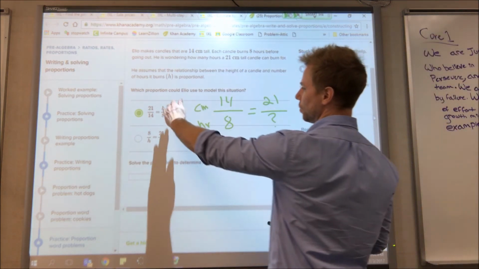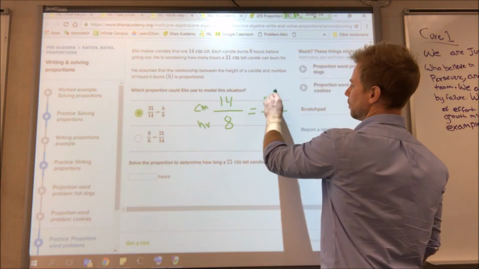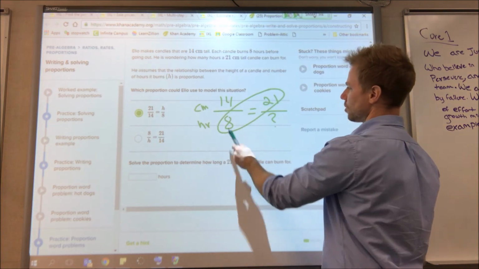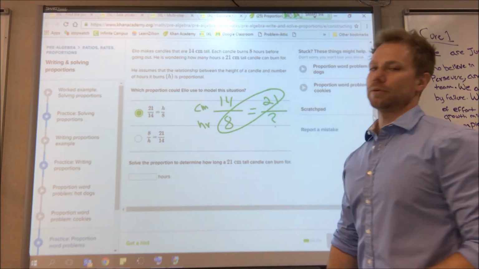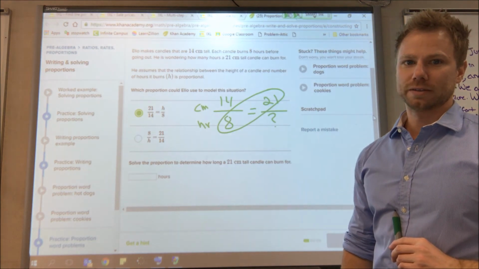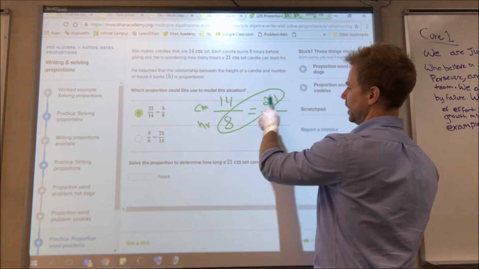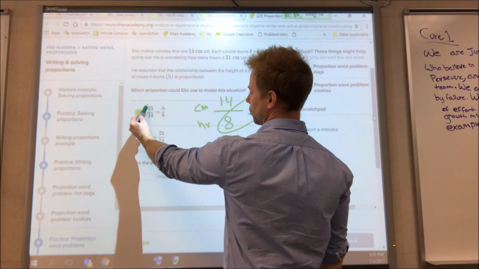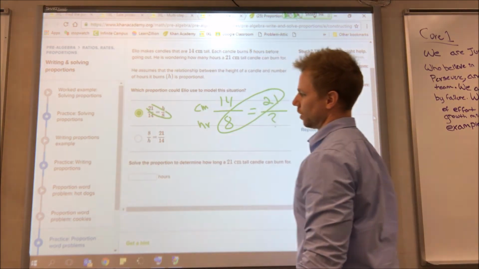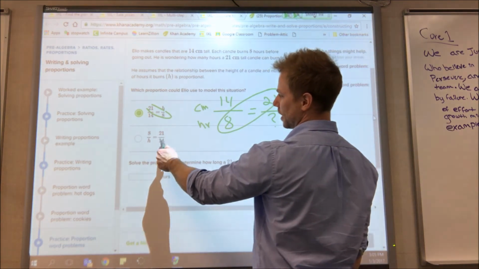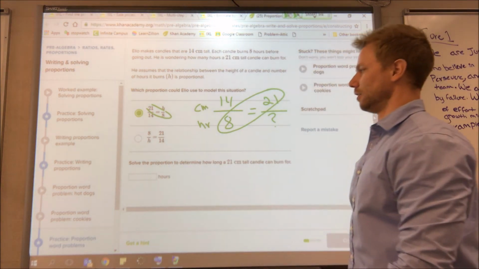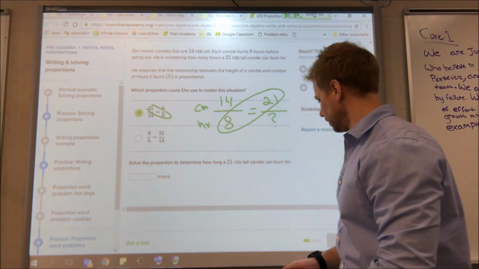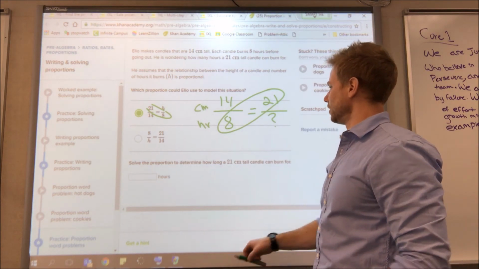Okay, now I can tell which one of these proportions work by which one cross multiplies the same numbers I have being cross multiplied. So I have 8 and 21 being cross multiplied, and the first one has 8 and 21 being cross multiplied. The second one has 8 and 14. So it's not the second one, it's the first one. Then we actually need to solve that.